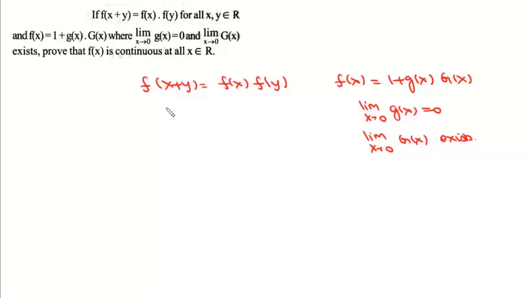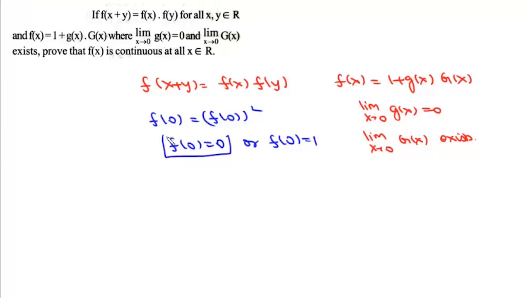Now if we put x and y both 0, we can write f(0) is equal to f(0) square. So from here either f(0) is 0 or f(0) is 1. Now if we put y as 0, f(x) into f(0) is 0, which is a constant function. So for this, f(x) will be a constant function which is continuous for all x belongs to R.